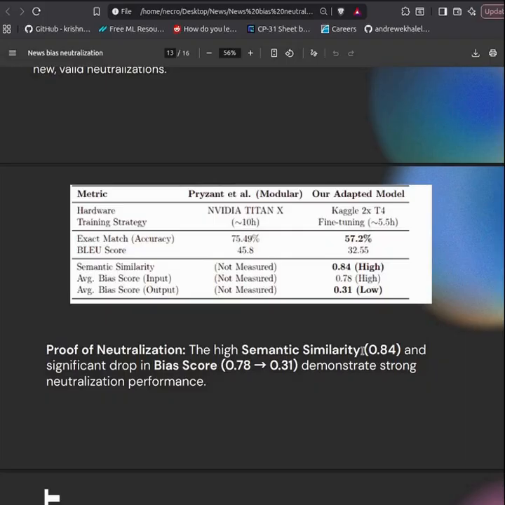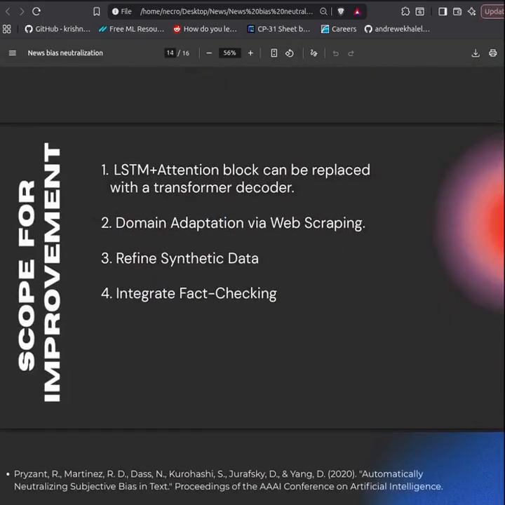So we have achieved a massive measurable drop in bias while maintaining a high degree of semantic meaning. This demonstrates that the model's success is actually better than what BLEU or accuracy could actually predict. So this wraps up my project.